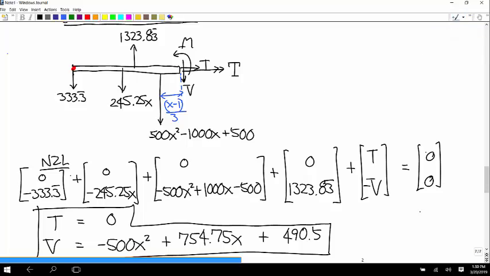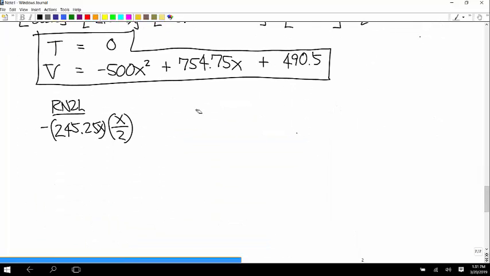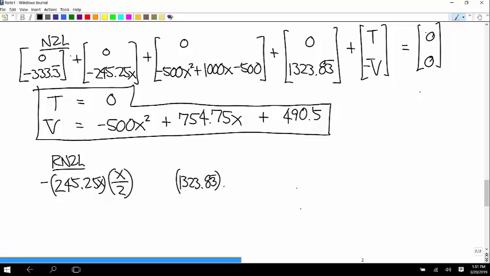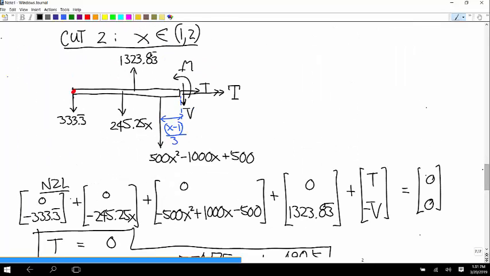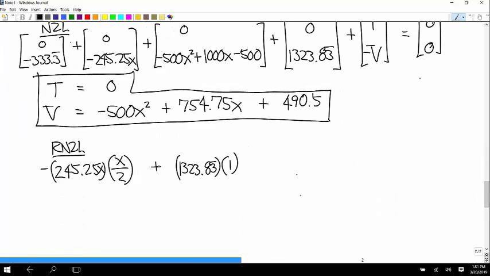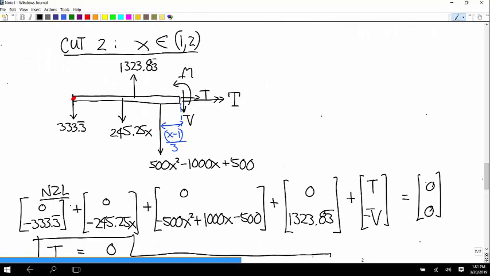And the next one we get to is the 1323.83 repeating. What's the moment arm for that force? 1, that's right. Would that make it rotate clockwise or counterclockwise? Counter, so that's positive. And next we get to the ugly one. What's the moment arm for this polynomial function? X minus this thing.